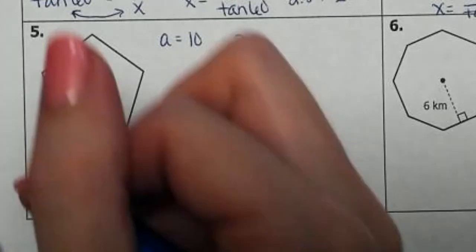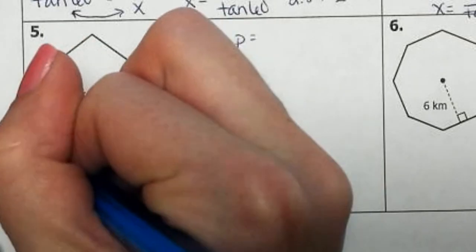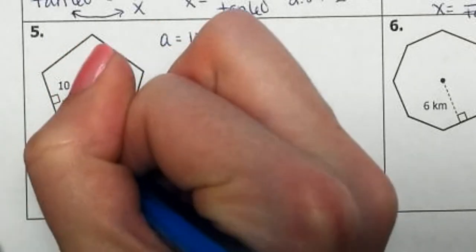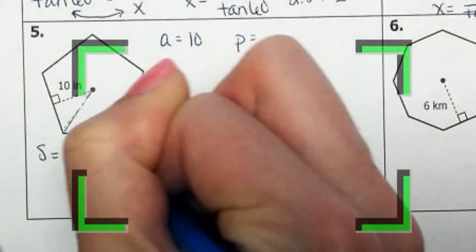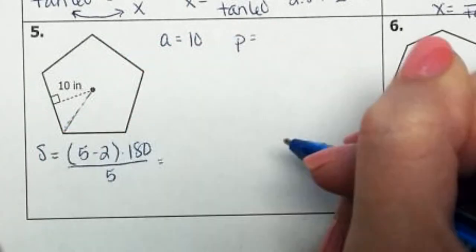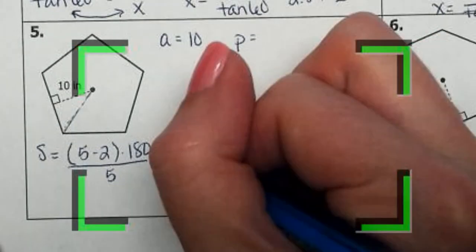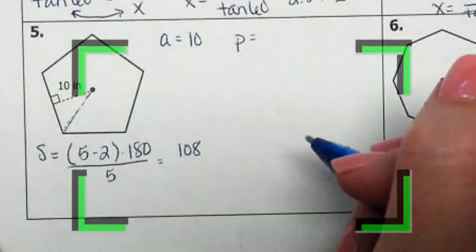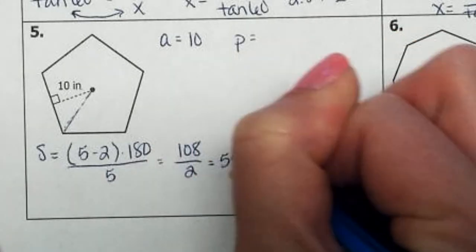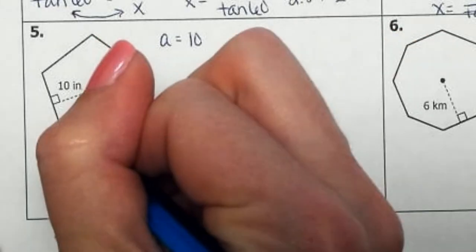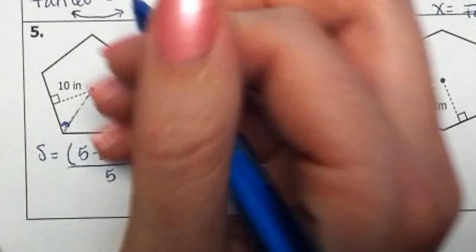So I'm going to take S equals the number of sides, 5 minus 2, times 180. I'm going to divide that by 5, the number of sides. And I'm going to end up with 108. My last step there is to divide by 2. That gives me 54 degrees. So that is this angle right in here, right where it meets up with the vertex. It's 54 degrees.